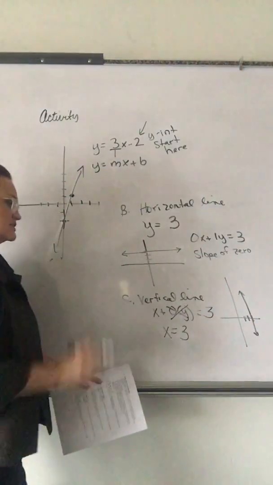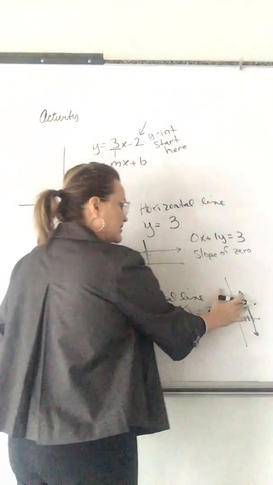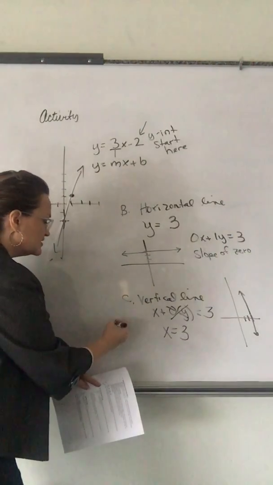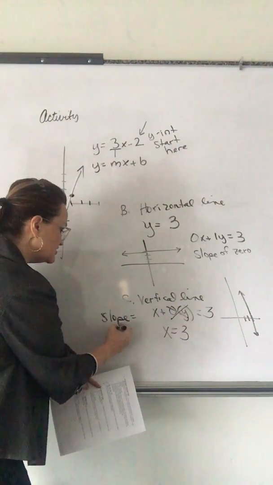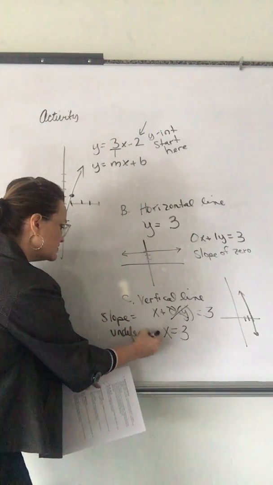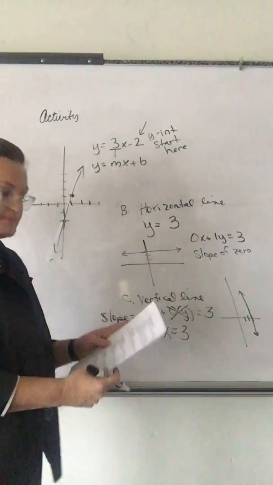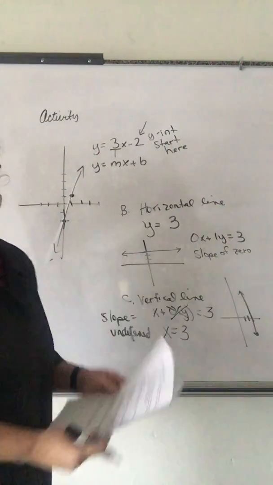Now the slope of a vertical line, and we could show it by taking 2 points off that line, but the slope is undefined. You get a 0 in the denominator of the fraction when you try to do this, so the slope is undefined on that. All right, now we're just going to practice some problems.